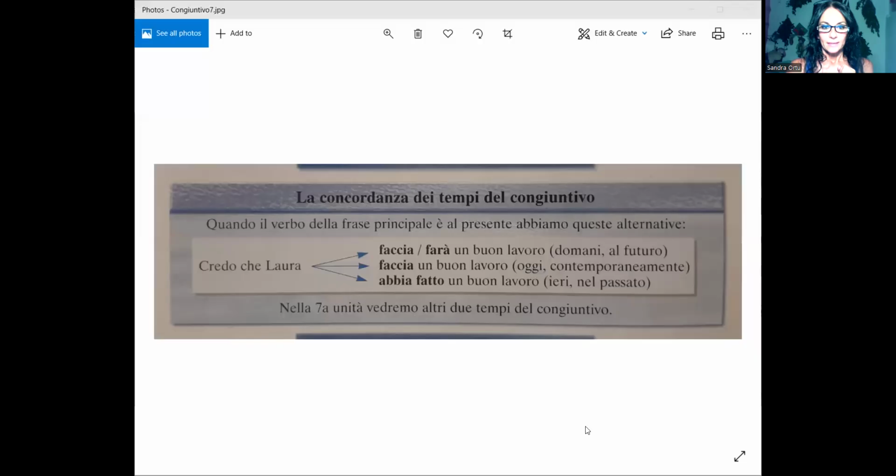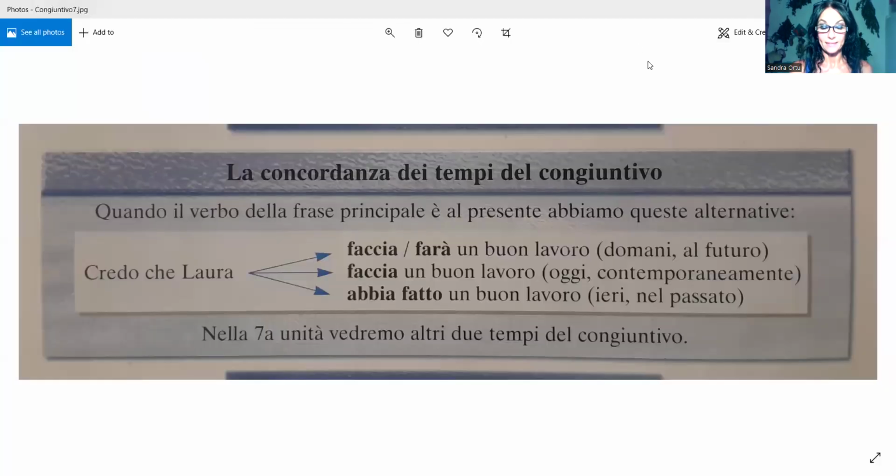Now, there is a very, where is it going? It's not this one. Let me just, there it is. Here, we are going to look at this. This is another very good mini table.